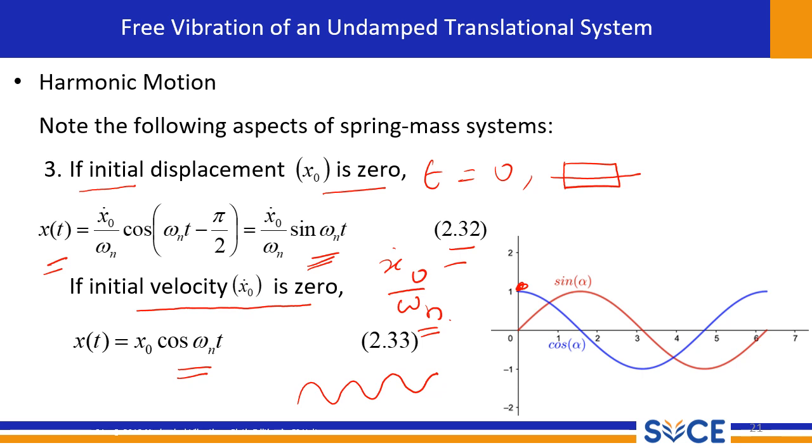They show how the initial conditions dictate the form of the harmonic motion, whether it is going to be a sine wave or a cosine wave starting from rest at an extreme position. Let me once again conclude: if initial displacement x of 0 is 0 at time t equal to 0, we will get a sine wave. When initial velocity is 0, then the harmonic motion will be a cosine wave.